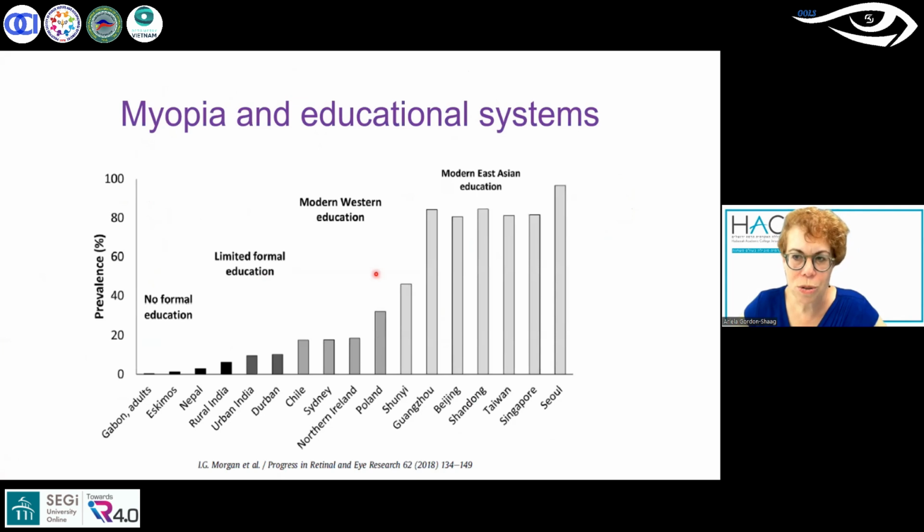we don't know what causes myopia, but we do know that there's an association between the prevalence of myopia in a country and the type of education system they have. On the y-axis, we see the prevalence of myopia in percentages. And on the x-axis, we see different places in the world, from Eskimos, people in Nepal. And here on the right, at least my right part of the slide, are modern East Asian educational systems, where we see more than 80% of the kids are myopic. In modern Western education, we see it ranges from, let's say, 20% to 40%. And when there's limited education or no formal education, we see the prevalence of myopia is even lower. So there's definitely something, and at least from this graph, we don't know what that is. There's some sort of association between education and myopia.